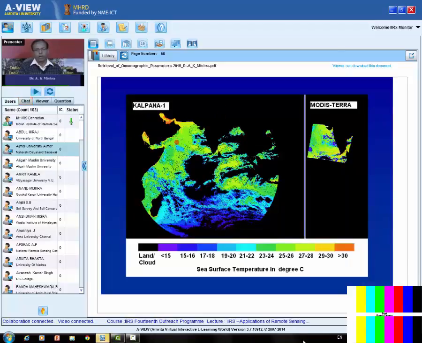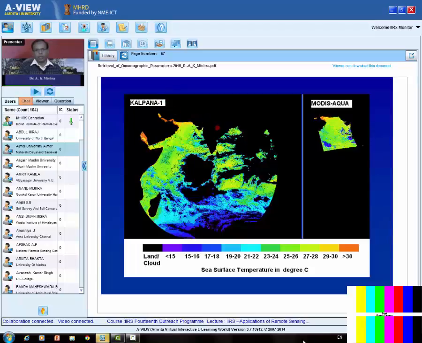So this is the sea surface temperature from the Kalpana-1 satellite, and this is the MODIS Terra, which is giving the same day sea surface temperature. So we have carried out a comparative study. Both are giving nearly exact temperature. Then this is the MODIS Aqua data, and this is Kalpana data for another time.